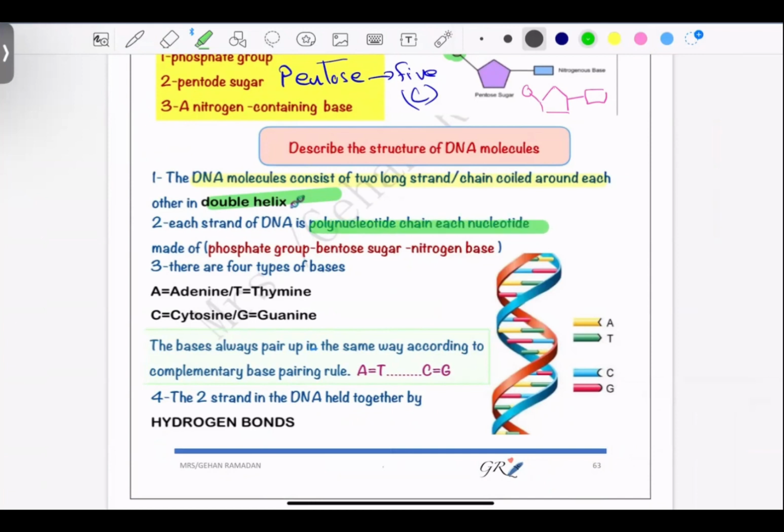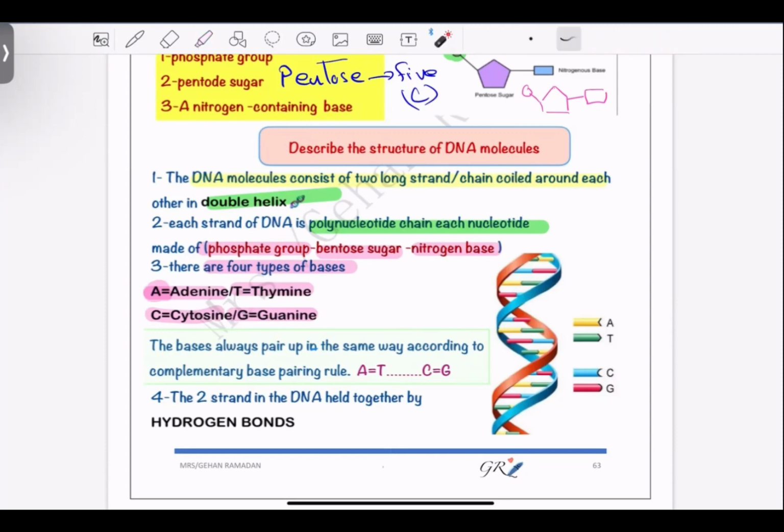This polynucleotide consists of the smallest unit called what? Nucleotide. It has many nucleotides together. Each nucleotide is made of what? Phosphate group, pentose sugar, and nitrogenous base. How many nitrogenous bases do we have? Four. Excellent. We have A for adenine, T for thymine, C for cytosine, and G for guanine.